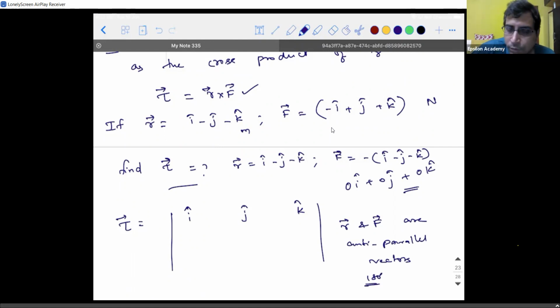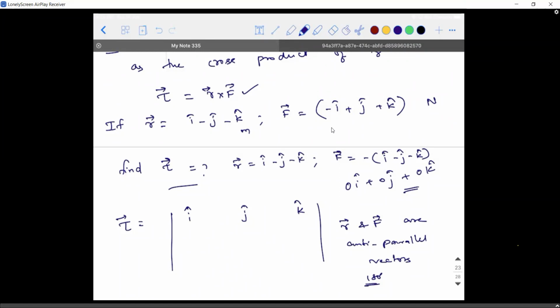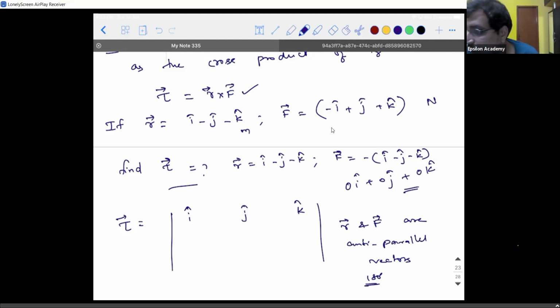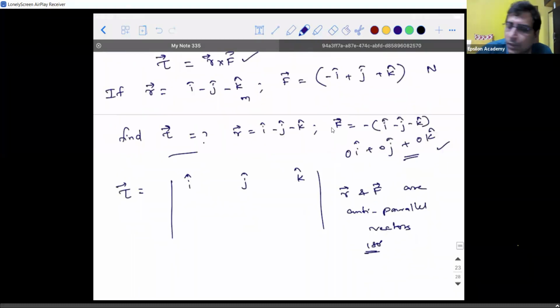I'm not sure if you guys know that sine 180 is 0. How many of you know this? Even if you don't know, not a crime, don't worry, because you have not yet learned trigonometry. I just wanted to know if anybody knows that sine 180 is 0. Do you guys know this? That is the reason you're getting 0 I cap plus 0 j cap plus 0 k cap. That's right.